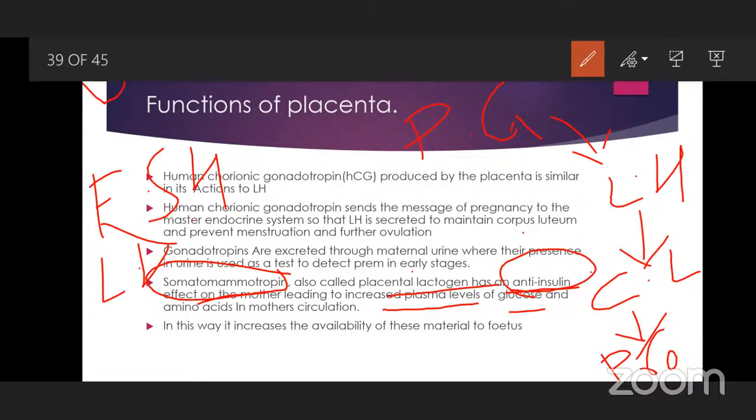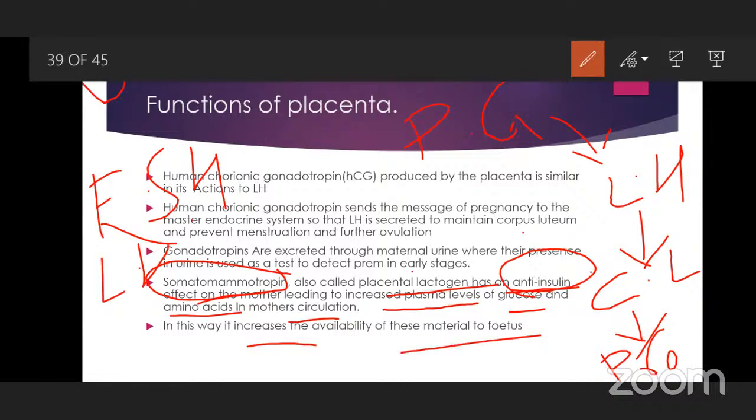So it is an anti-insulin hormone which acts against the insulin, and it will not allow the insulin to convert the glucose into glycogen, because there should be more glucose in the mother's blood so that it can be available for the developing embryo. So it increases the plasma level of glucose and amino acids in the mother's circulation, so that these amino acids as well as glucose can be transported through the placenta to the developing embryo. In this way, it increases the availability of these materials to the fetus.